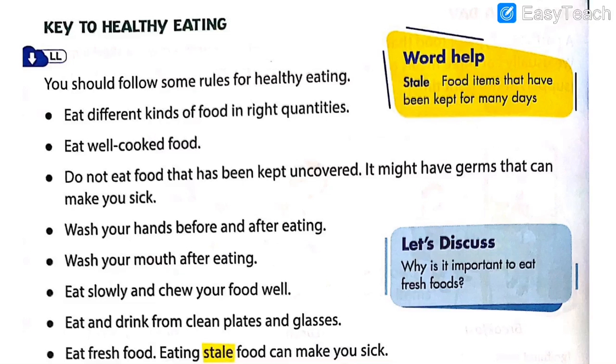And one more important thing, please maintain cleanliness, as I told you, because cleanliness is next to godliness and it is very important for your health and hygiene.